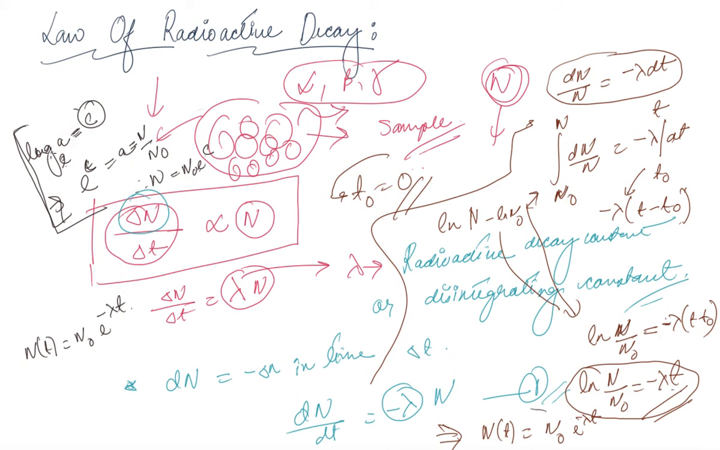This is as simple as that. If log a to base e is equal to c, then we can write e to the power c is equal to a. This is a way of writing in log form. So in this way, we can have an idea about, or understand a bit about, the law of decay.